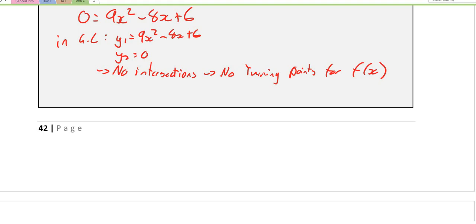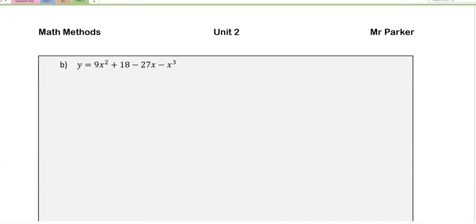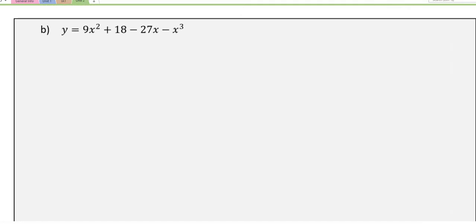So yeah, we just write that to finish off that question. And let's have a go at this one now. So this one should have turning points. Let's differentiate it, guys, to find our derivative function. So derivative of 9x squared. What happens to plus 18? Go on. What happens to minus 27x? And then what happens to minus x cubed? Minus 3x squared.